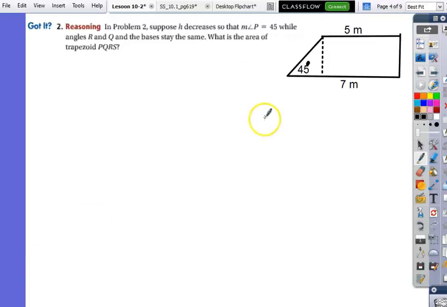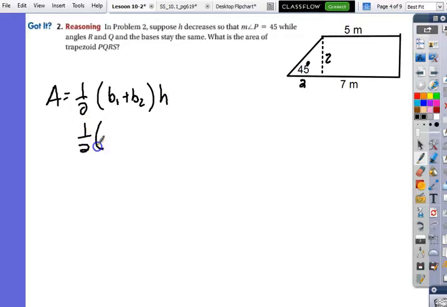Let's see what we did to solve this problem. I hope you recognize that the length of this part of the triangle right here was 2, because 7 minus 5 leaves you with 2. This is a 45-45-90 triangle, so what do you know about the lengths of the two legs? They're both the same, so this would be 2. That works out really nicely. So area is equal to 1/2 times (B1 plus B2) times H. In this case, it's 1/2 times (5 plus 7) times 2. The 1/2 and the 2 cancel each other out, and you're left with an area of 12. And the units are meters, so that's square meters.